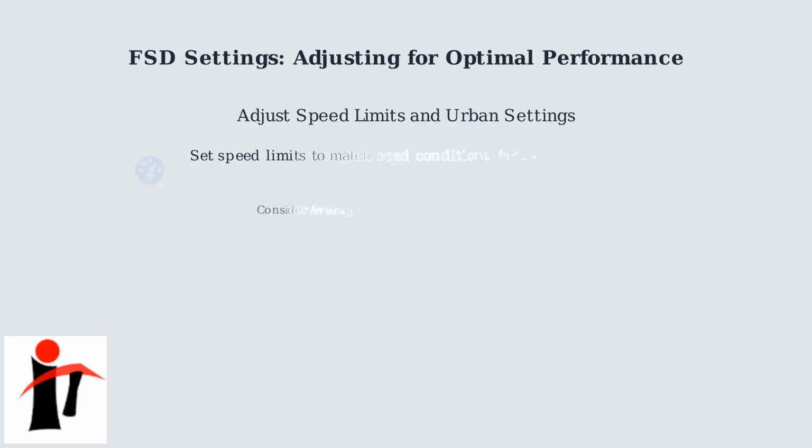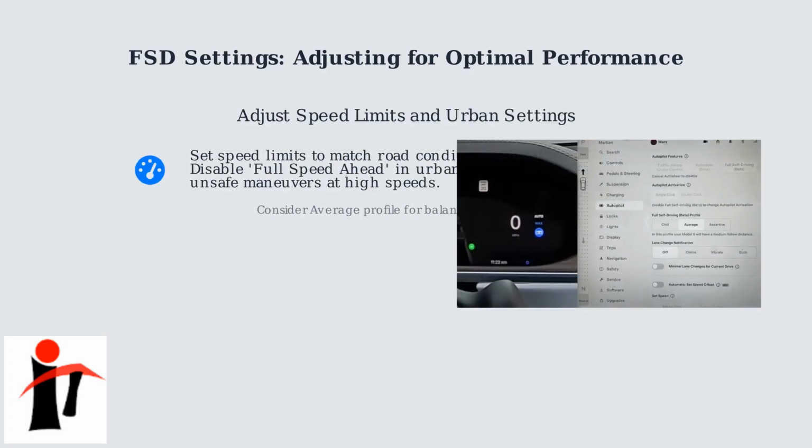Adjust your speed limits in the FSD settings to match local road conditions. For urban driving, disable the full speed ahead feature to avoid potentially unsafe high-speed maneuvers. The average profile provides a good balance between responsiveness and safety. By carefully adjusting these FSD settings, you can optimize the system's performance for your specific driving environment and style. Always prioritize safety and stay attentive while using FSD.